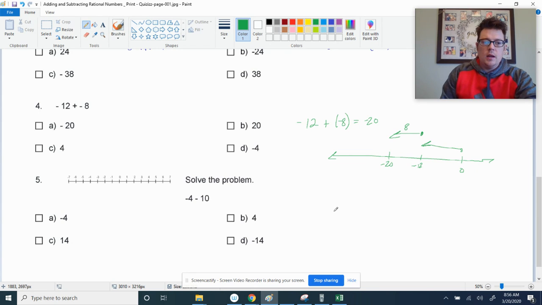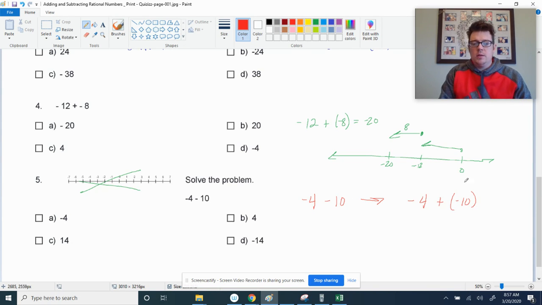And then they give you a number line for number 5, and it wants you to solve the problem. But unfortunately, the number line is not big enough to have the correct answer on there, which might be a little confusing. So I'm sorry about that. Should have vetted that problem a little better. Negative 4. Let's write it down over here to the side. We'll work it out. Negative 4, take away 10. Well, that's the same as negative 4 plus the opposite of 10, negative 10.